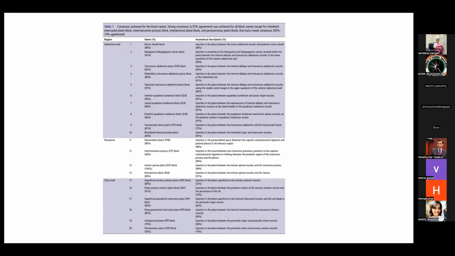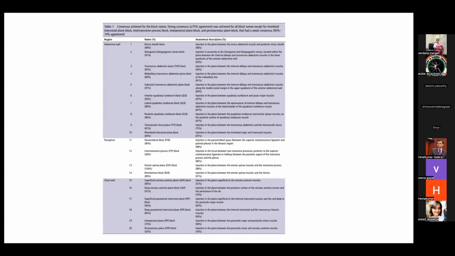Then the QL block is divided into the anterior quadratus lumborum, the lateral quadratus lumborum, and the posterior quadratus lumborum block. In the anterior QL block, the injection is in the plane between the quadratus lumborum and the psoas major muscle. In the lateral QL, the injection is in the plane between the aponeurosis of the internal oblique and transversus abdominis muscle at the lateral border of the quadratus lumborum. And in the posterior QL block, the injection is in the plane between the quadratus lumborum and the erector spinae muscle. So if you visualize from anterior to posterior: the psoas major, the QL, and the erector spinae.